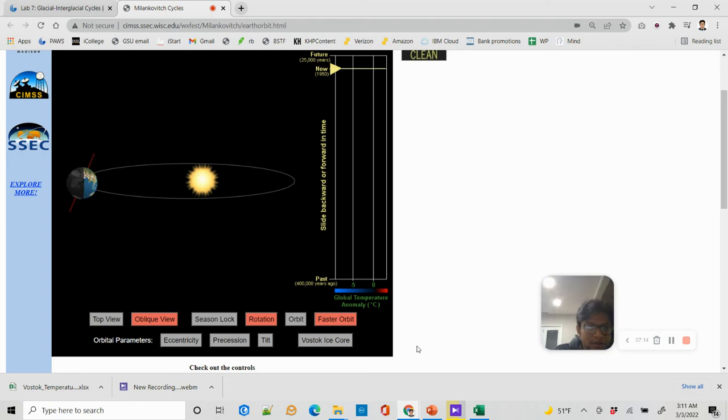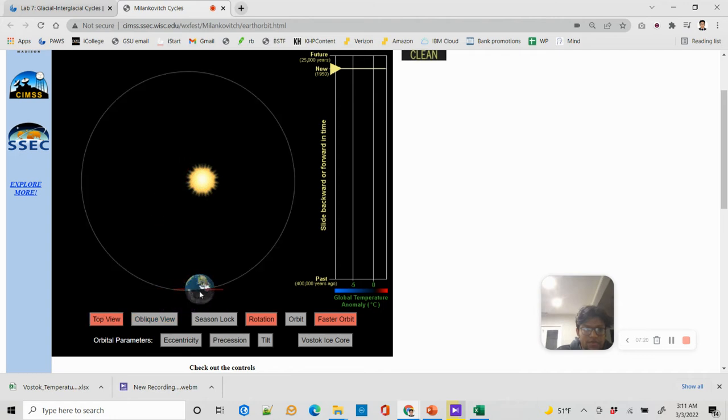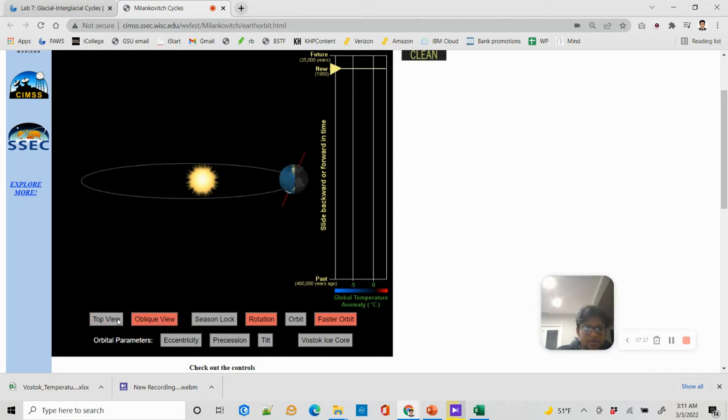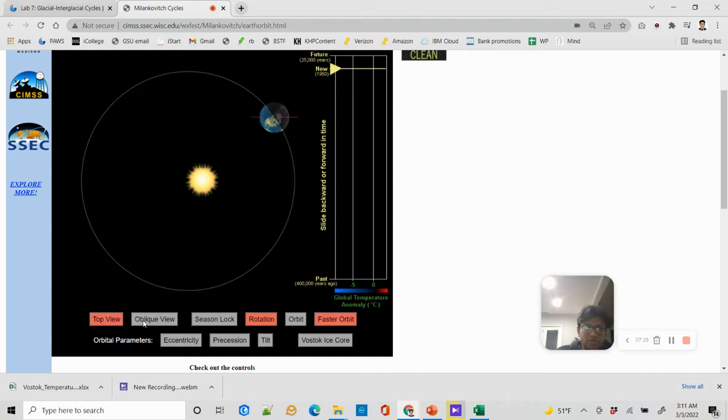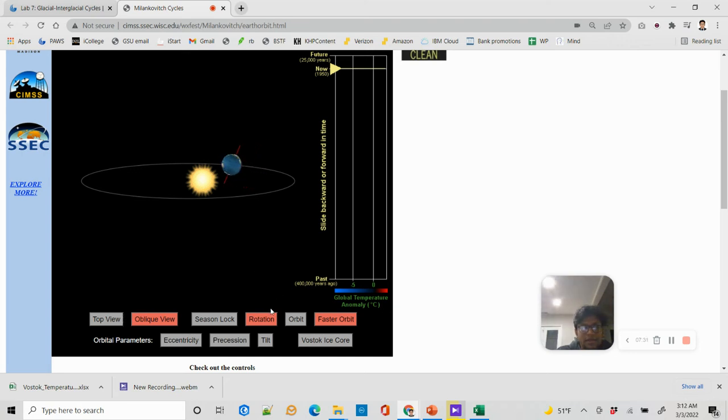so here you can watch the orbit from the oblique view. If you click on the top view, you will be able to watch it from the top down. So these are the two buttons we will use. Then this is the rotation. Right now it is clicked because it's red, that means it is already clicked. If you unclick it, the rotation of the earth will stop. If you click it again, it will rotate again.